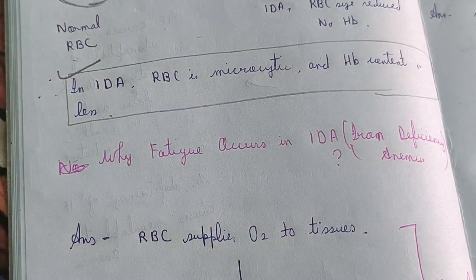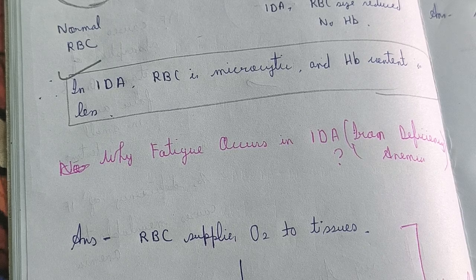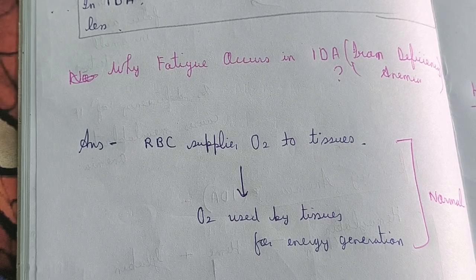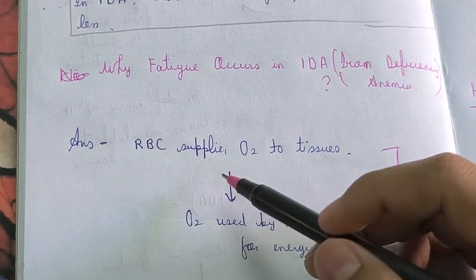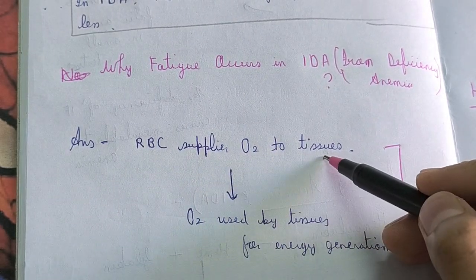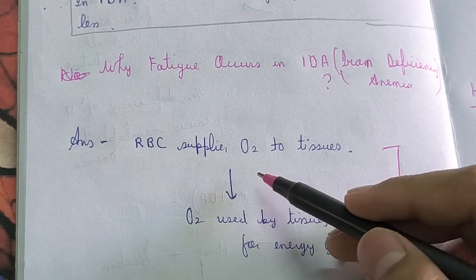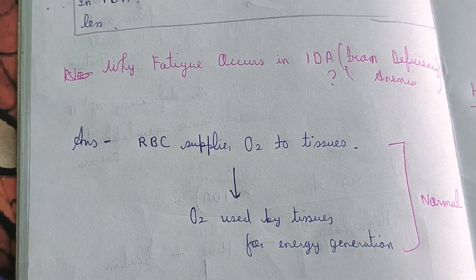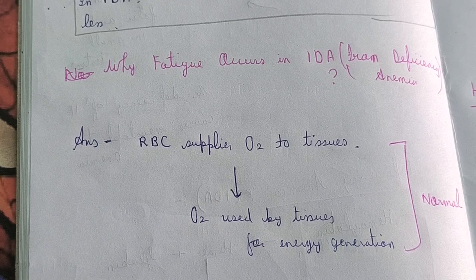Now you should know why fatigue occurs in iron deficiency anemia, and this fatigue occurs in all anemia, not only in iron deficiency anemia. First you should know the normal physiology: RBC supplies oxygen to tissues, a concept you have been studying since class 7. This oxygen is used by tissues for energy generation. I think you know the equation also. If you don't know, I am going to show you.